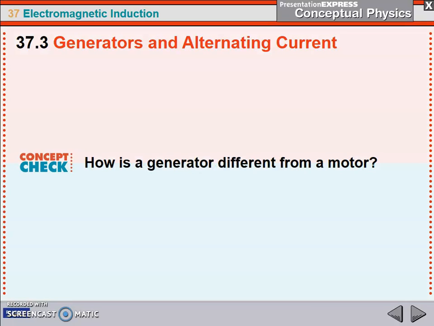All right. How is a generator different from a motor? You should be able to answer that. If you can't, then go back and check your notes and maybe rewatch this video.